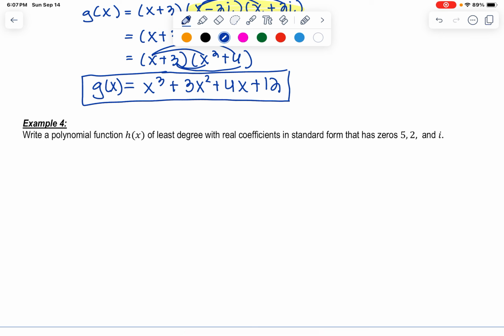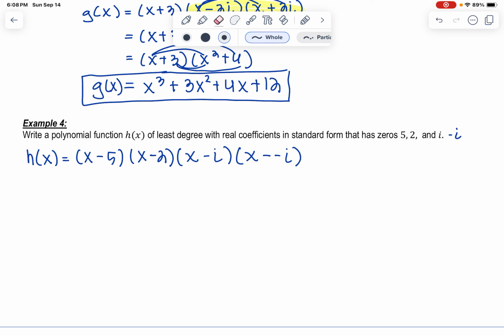All right, so I gave you zeros of 5, 2, and i, so you can assume negative i. And now I'm going to write my factors. So we have h of x equals, and then if 5 is a 0, x minus 5 is a factor. If 2 is a 0, x minus 2 is a factor. And if i is a 0, x minus i is a factor. And if negative i is a 0, x minus a negative i is a factor, which we're just going to say x plus i is a factor.